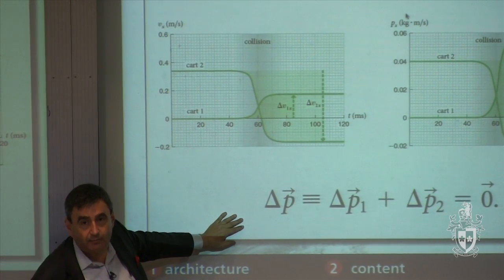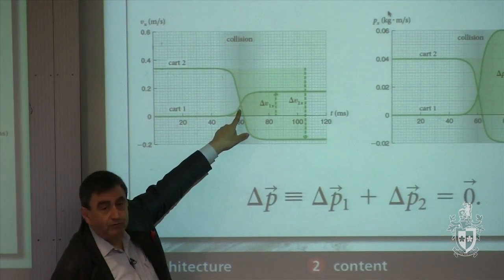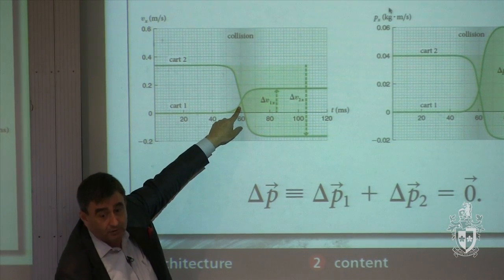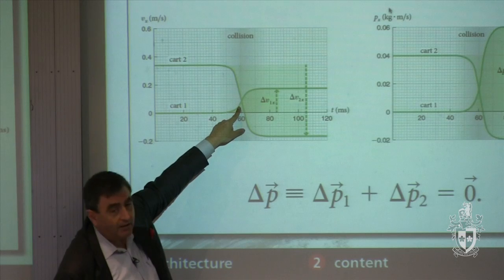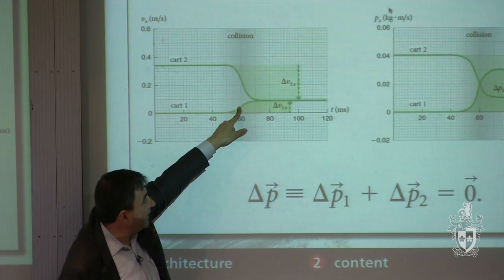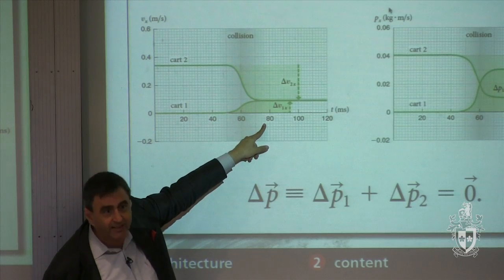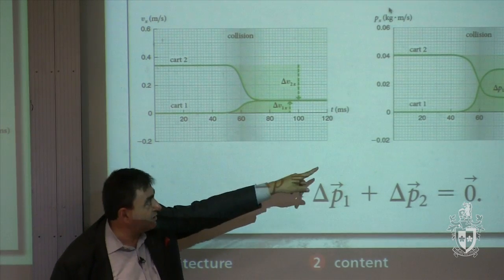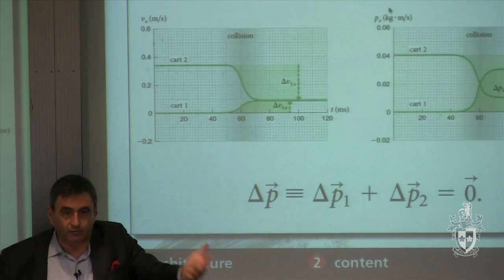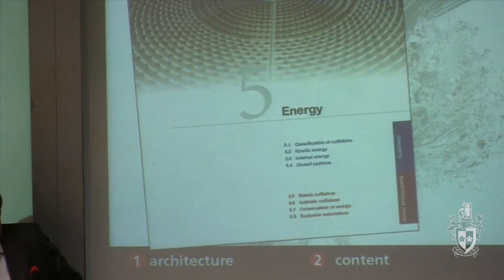And to show how beautifully that works, you change the collision between those two carts by putting a little bit of Velcro between them. You can do it in the classroom in front of them. In fact, we'll make the videos available, but it's much more fun to actually do it. And the collision changes completely, but those delta p1 plus delta p2 still add up to 0. No matter what you do, it always adds up to 0.